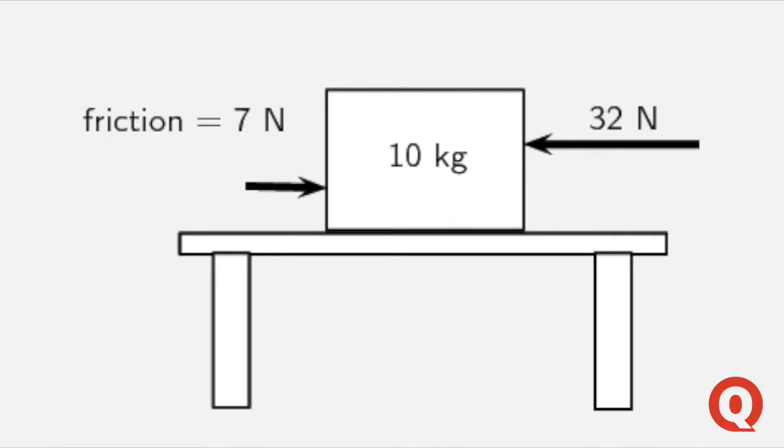The first example we're starting off with: assume you have a box placed on a table and a horizontal force of 32 newtons is applied to the box, and the friction force between the surface and the box has a magnitude of 7 newtons. The two things we need to find are, number 1, draw a force diagram indicating all the forces acting on the box, and number 2, calculate the acceleration of the box.